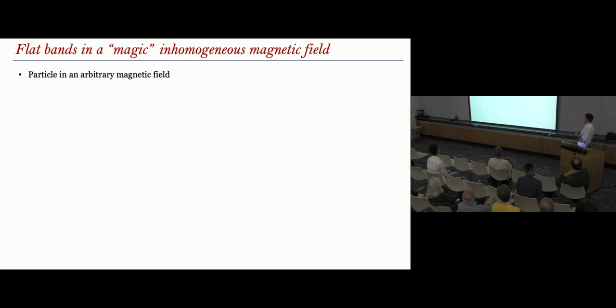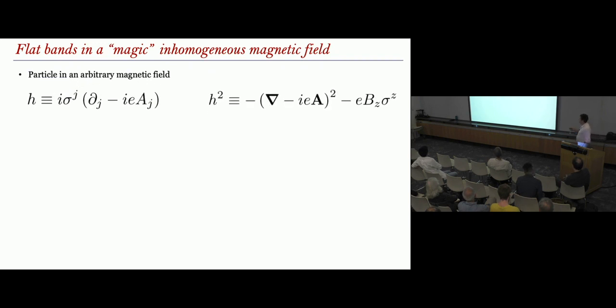Now, as I said, what I was discussing is a tight binding model, but it doesn't have to be a tight binding model. Let's consider a particle in an arbitrary magnetic field. By arbitrary, I mean it's position dependent. It does not necessarily have to be periodic. So, these are 2 Hamiltonians. This Hamiltonian is one of the square roots of this Hamiltonian. So you can take either and study, for instance, the question of its 0 modes.